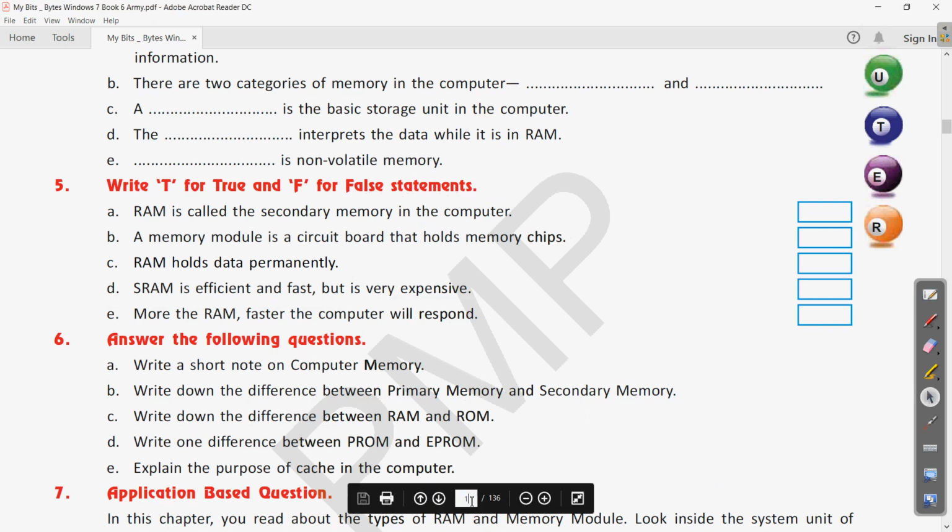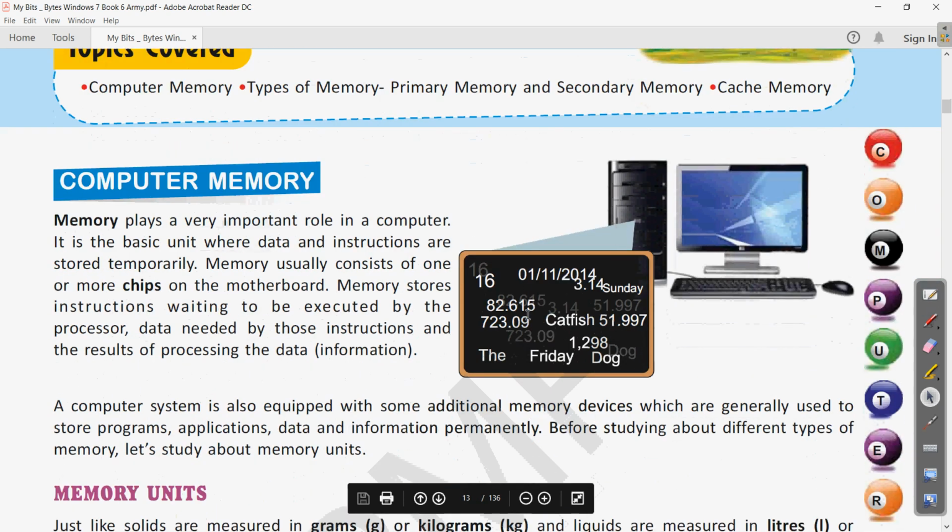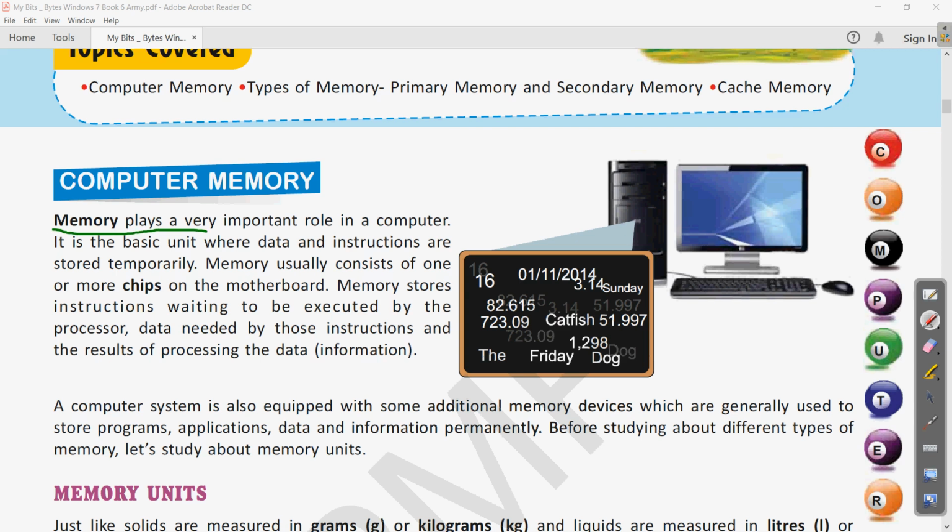If you go to page number 13, here you can find about the computer memory, and as you have to write a short note, it will have a few sentences. Whenever you are writing the answers, try to write them point wise. This will be easy for you to remember as well as for writing purposes. So the first point you can write is memory plays a very important role in a computer. Then the second point, it is the basic unit where the data and instructions are stored temporarily. Clear? This we have seen also.